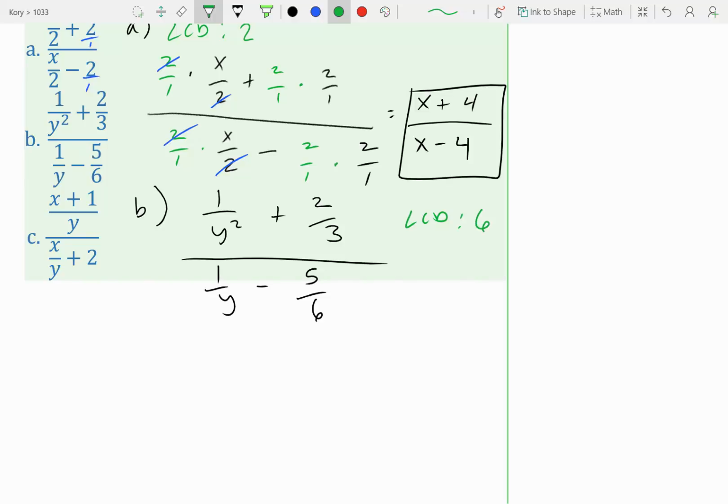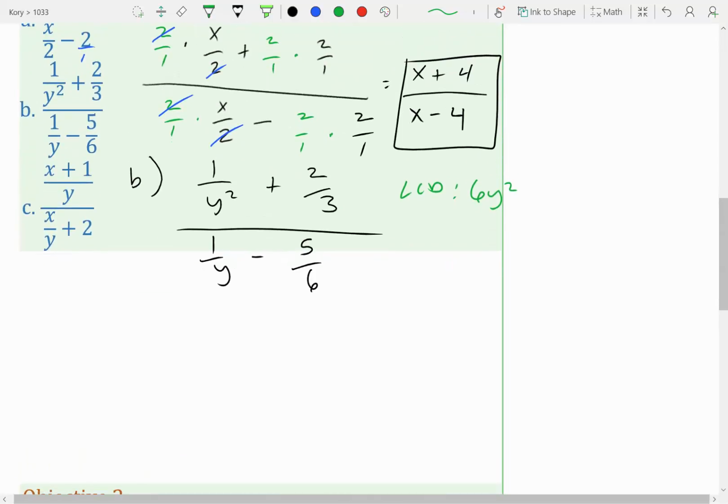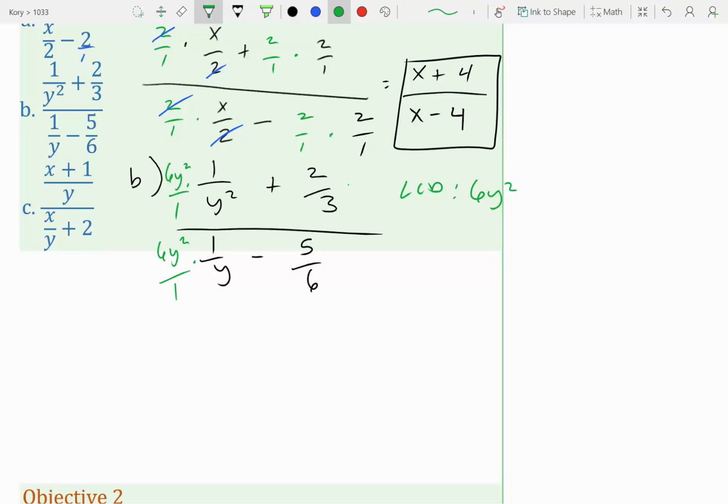Let's take a look at the variables. We have y and y squared. You always go with the highest exponent in the denominators, which is y squared. So we're going to multiply every numerator by 6y squared. So we have 6y squared over 1, 6y squared over 1, 6y squared over 1, and 6y squared over 1. Remember, we multiply every single thing by the LCD.